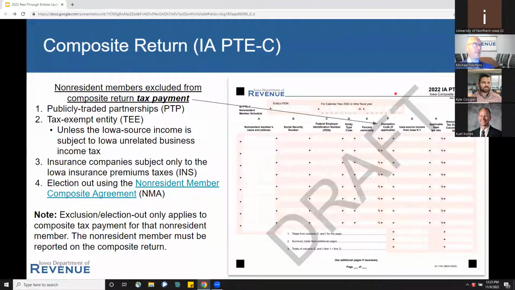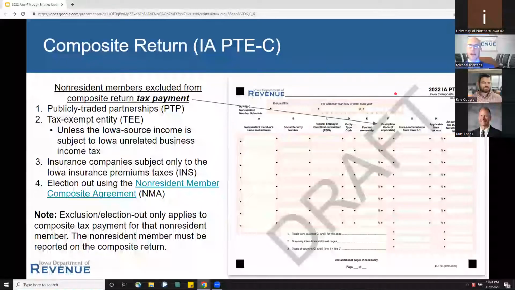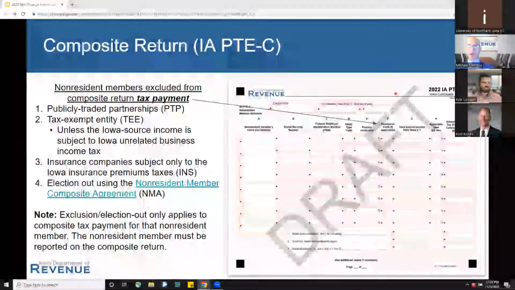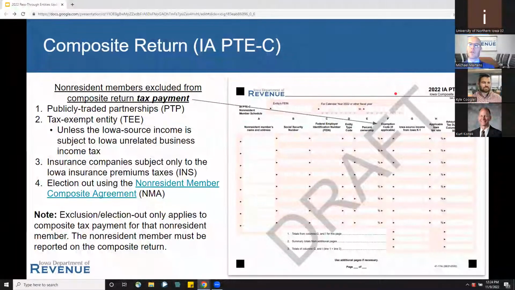This non-resident member composite agreement allows a non-resident member to elect out of the tax payment requirement on the composite return. In order for it to be effective, the agreement needs to be signed by both the non-resident member and the pass-through entity prior to the composite return due date. These agreements are not filed with the department, so there's no requirement to submit them, but they do need to be kept with the pass-through entity's records because the department may request proof of those agreements in the future.